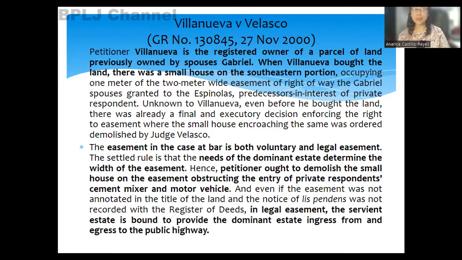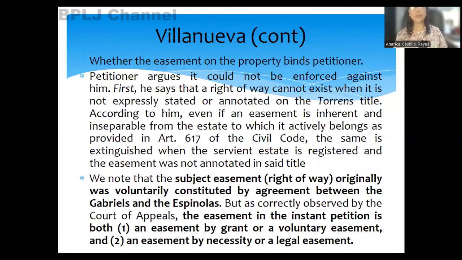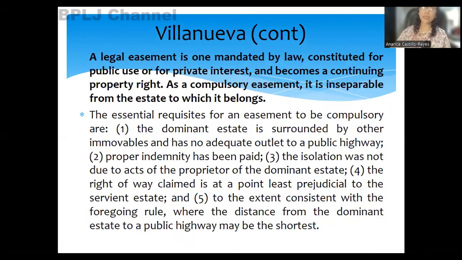So the easement in the case at bar is both voluntary and legal. The settled rule is that the needs of the dominant estate determine the width of the easement. Hence, the petitioner should demolish the small house on the easement, obstructing the entry of private respondent's cement mixer and motor vehicle. In legal easement, the servient estate is bound to provide the dominant estate ingress from and egress to the public highway. We note that the subject easement originally was voluntarily constituted by agreement between the Gabriels and the Espinolas. The easement in this case is both an easement by grant or a voluntary easement and an easement by necessity or a legal easement.